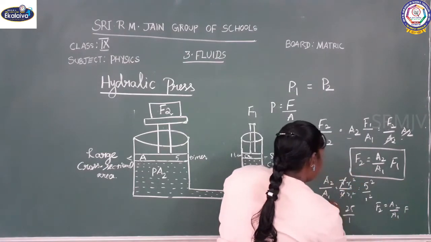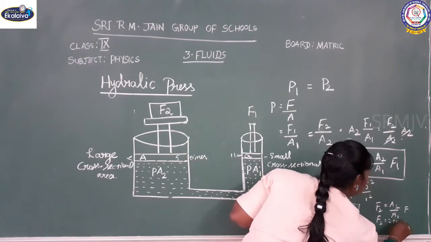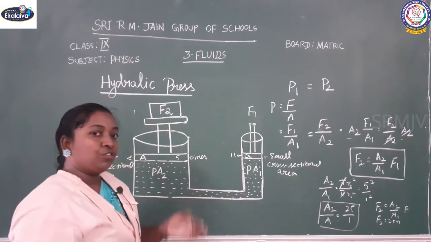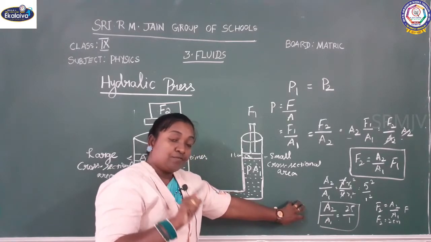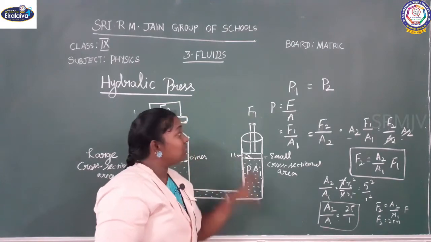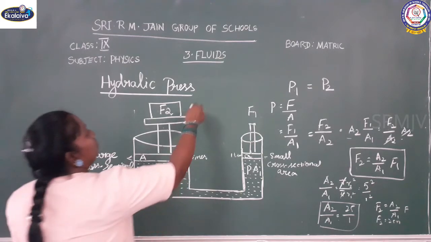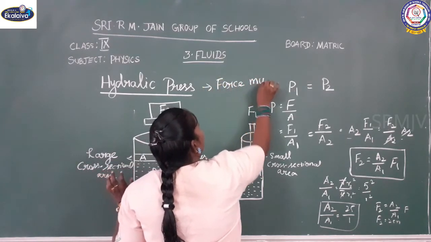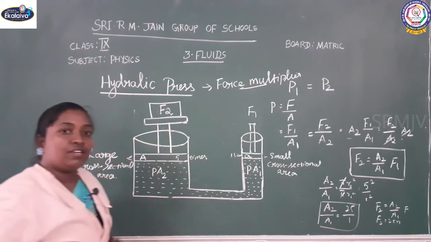So what is the A2 by A1 value? 25. So F2 equals 25 into F1. So F2 is 25 times greater than F1. F1 is smaller than F2 due to this. So the F2 force is greater than F1. That's why the hydraulic press is also known by the name of force multiplier. You understand this clearly, children?